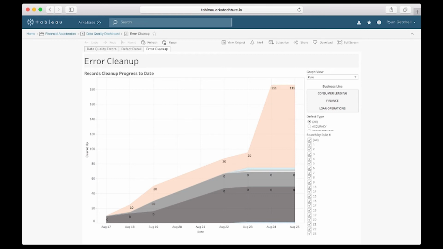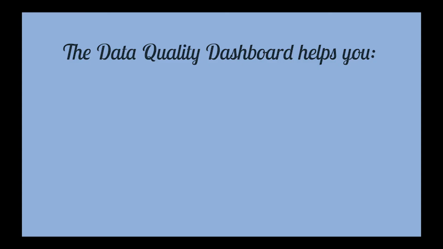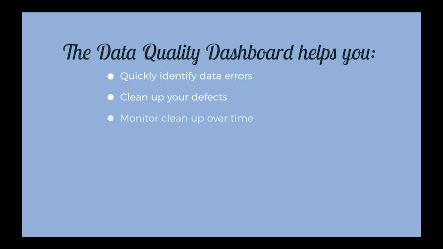With this information, you can identify who is and who is not cleaning up their defects. This helps us to know when to reward, as well as exposing where there needs to be follow-up to ensure better compliance. The data quality dashboard can be invaluable in a number of ways. The first is in helping your team quickly identify dirty data, providing employees the tools they need to clean up their defects, and monitoring cleanup of the data over time.